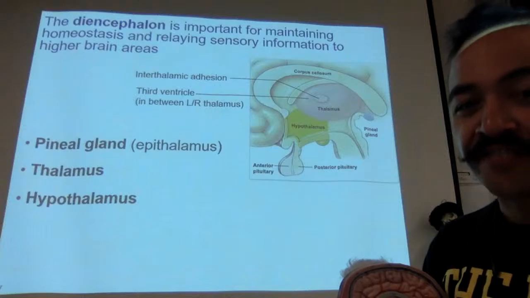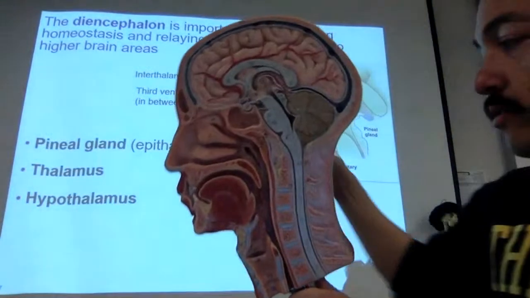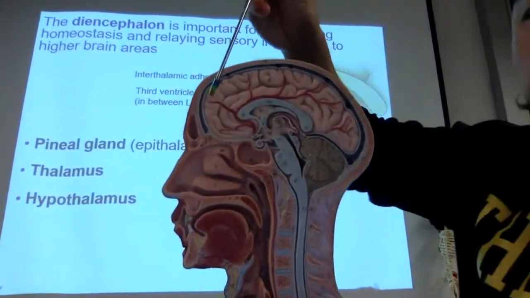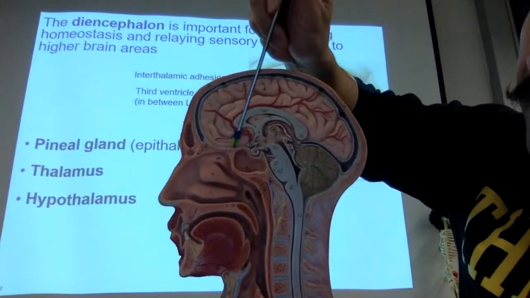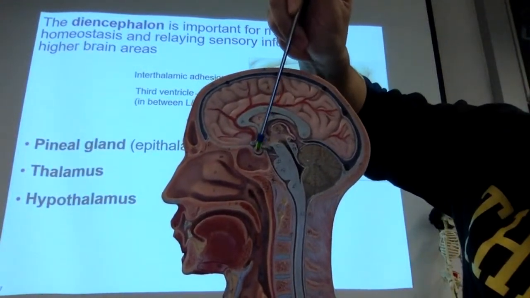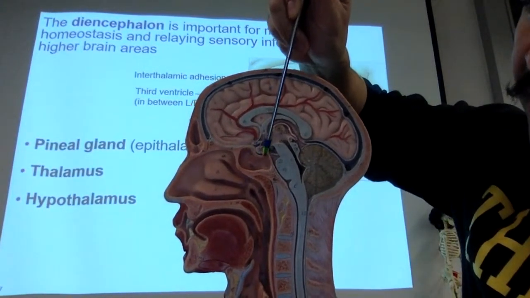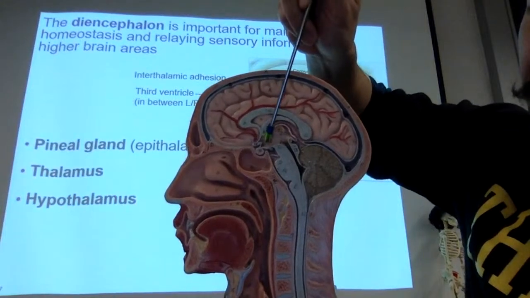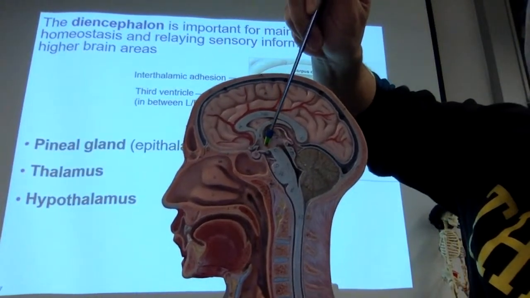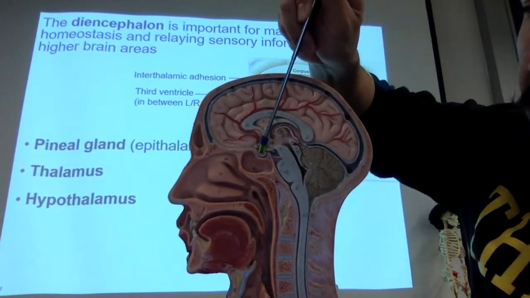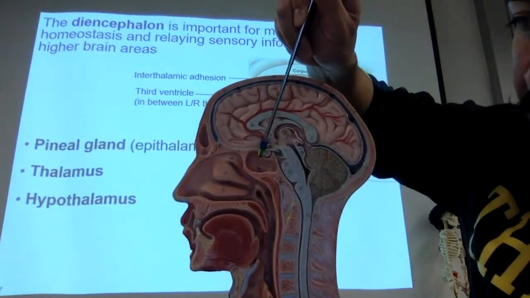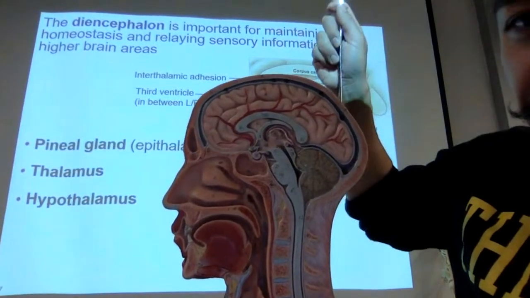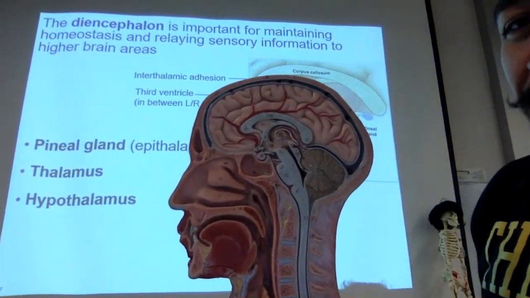Great, sella turcica of the sphenoid. Look here. Here's a pituitary sitting in the sella turcica of the sphenoid. So here's the hypothalamus, pituitary, sella turcica of the sphenoid. That's your bone. Yeah, good.